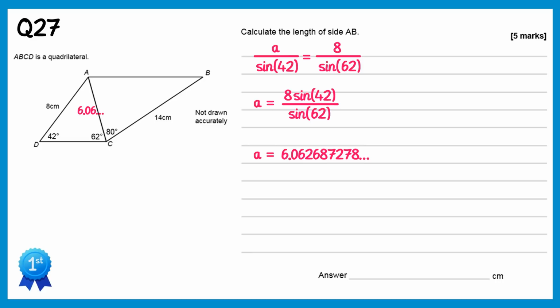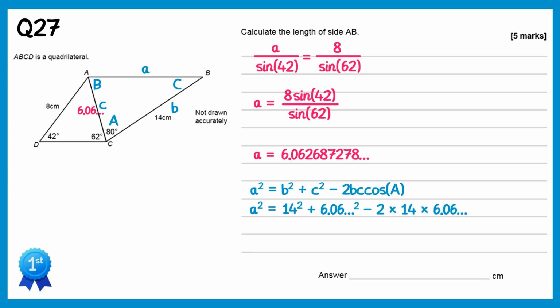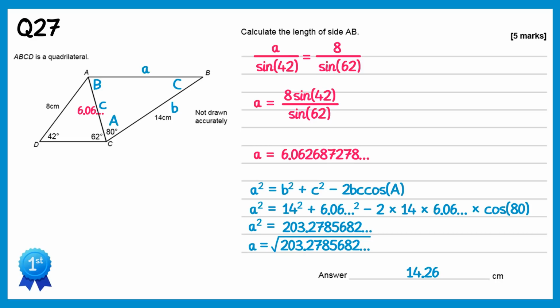If we then look at the right hand triangle, ABC, we can use the cosine rule. We'll label it in the following way, and then capital letter angles. If we write out the cosine rule and start substituting in these numbers, then we have A squared equals B squared, which is 14 squared, add C squared, which is 6.06 and so on squared, and then take away 2BC, which is take away 2 times B, which was 14, and C, which was our new side, 6.06, and then times by cos A, which is cos 80. If you type all of that into your calculator, you'll get A squared equals 203.27 and so on. To get A, we just square root this, so square root of that gives you the answer 14.26.